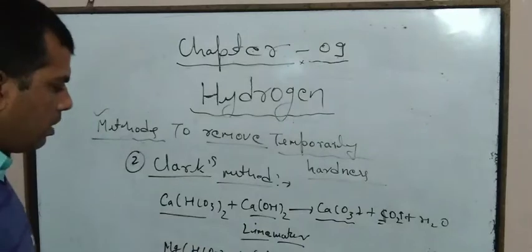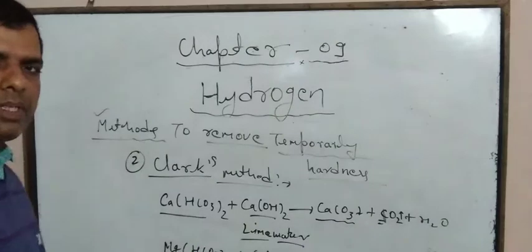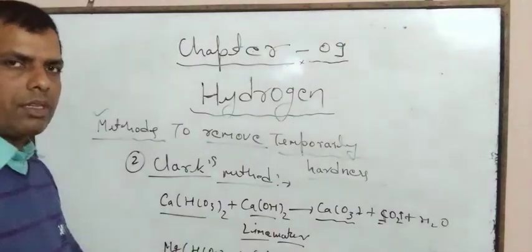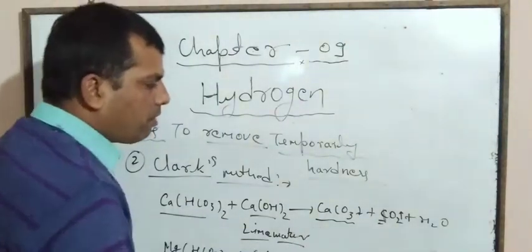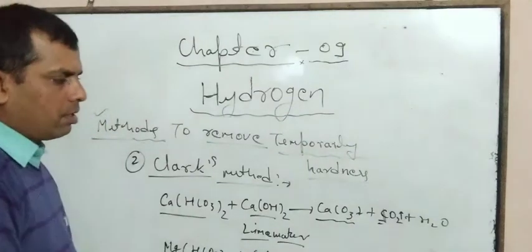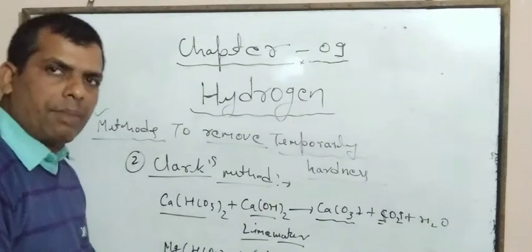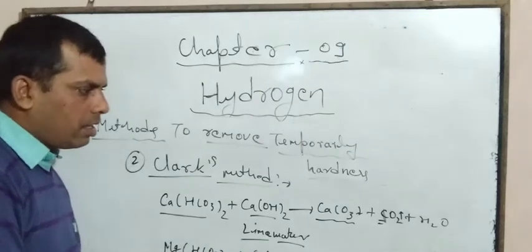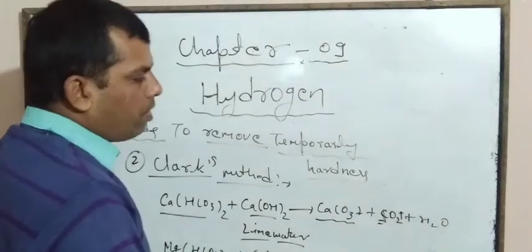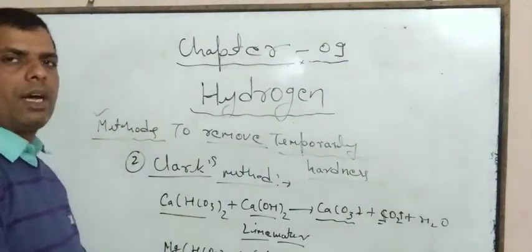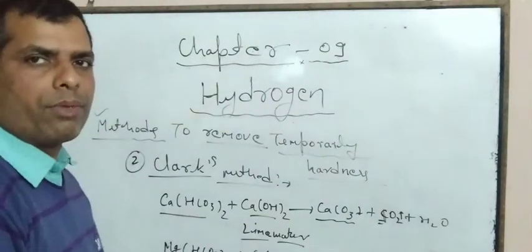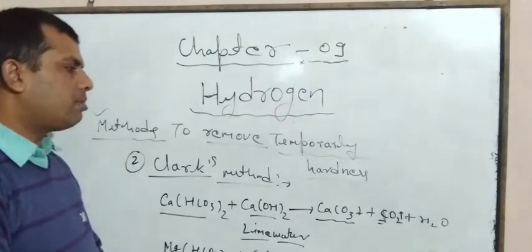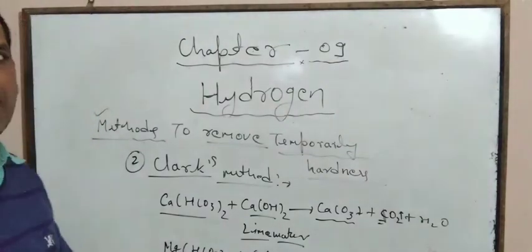So in this way, when bicarbonates of calcium and magnesium react with lime water, compounds such as calcium carbonate, carbon dioxide, and magnesium hydroxide are formed. These substances are removed from water, and in this way the hardness of water is removed. So this is the Clark method, and with the help of this method we can remove temporary hardness.